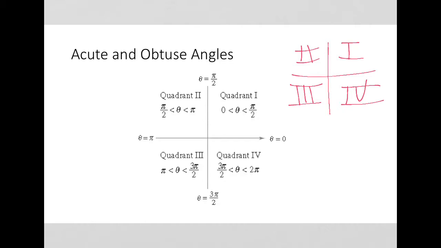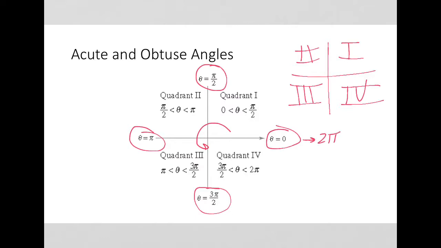Now in terms of angles, notice they have them listed here. 0 right there, and then as you move up, 90 degrees up is equivalent to pi over 2. 180 degrees over is equivalent to pi. 270 degrees all the way around like that is 3 pi over 2. And a full revolution back to 0 is equivalent to 2 pi radians.